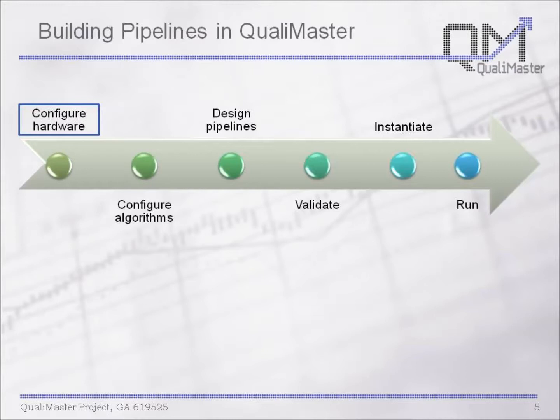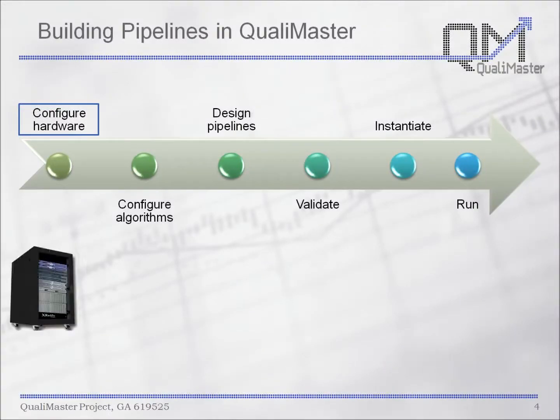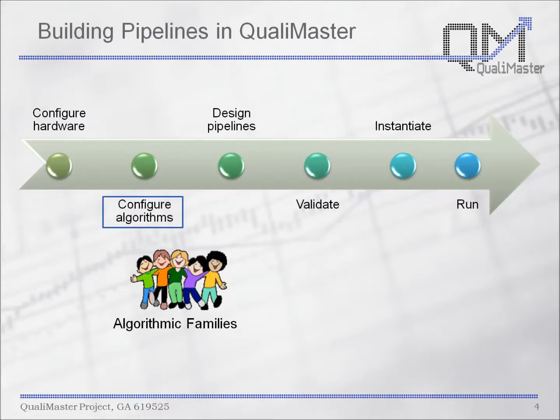Therefore, the administrator first configures the available hardware for executing pipelines. This includes typical cluster hardware and, in our case, also specialized hardware such as reprogrammable chips or graphic boards. The administrator defines the algorithms that shall be available for data processing. Algorithms can be grouped into families, and this enables dynamic selection of the most suitable algorithms at runtime. Actually, the administrator also defines available data sources and sinks.